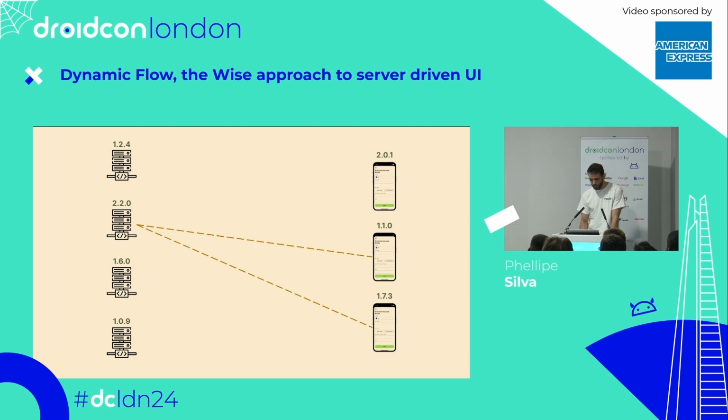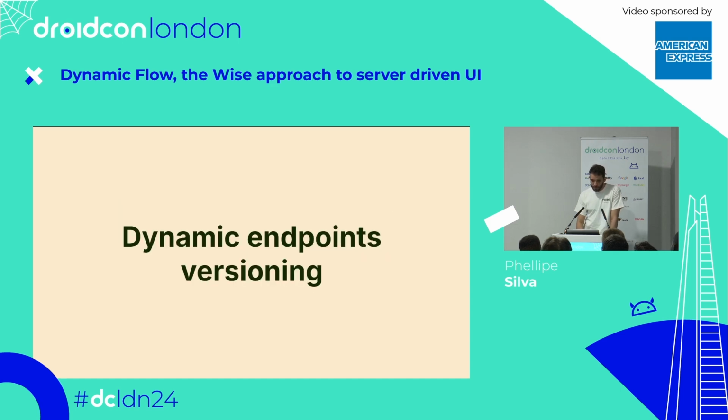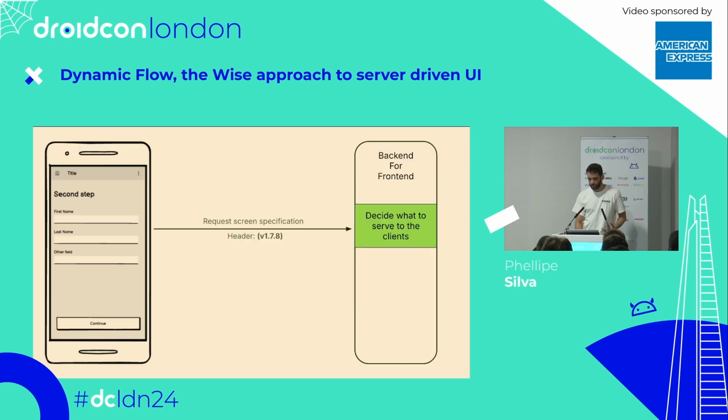By having a big focus on backwards compatibility, even with a client library far ahead, we still allow people to build components using the old specification. So this allowed us to do some sort of dynamic endpoint versioning. Every time a client requests a screen from the server, we send an HTTP header with the version on it. Again, the backend will take the decision on what to serve.